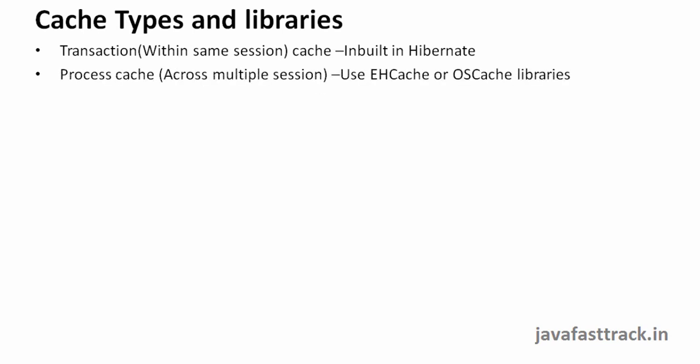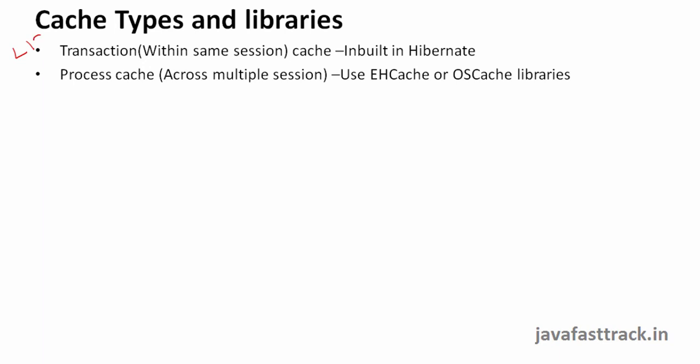Next is called process cache. This kind of cache is available across multiple sessions. This is what we are looking at in L2 cache. This is provided by something called EH cache libraries or OS cache libraries. These things are freely available and can be downloaded from the internet. In my example, I will be using the EH cache library to achieve L2 cache.